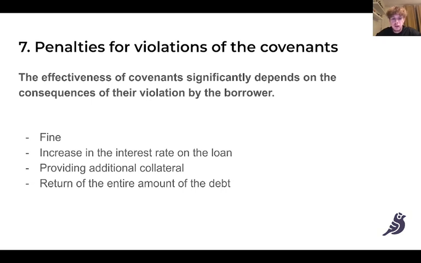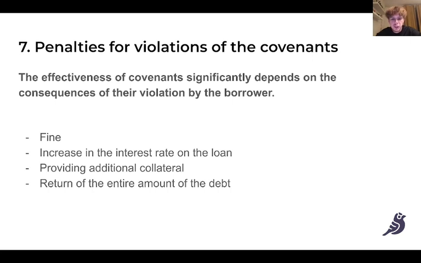Providing additional collateral occurs quite often. For example, if a volatile asset is selected as collateral and its value has fallen below the required value, then within a week the borrower is obliged to provide additional collateral in order to restore the amount of its value, which is provided for in the loan agreement.